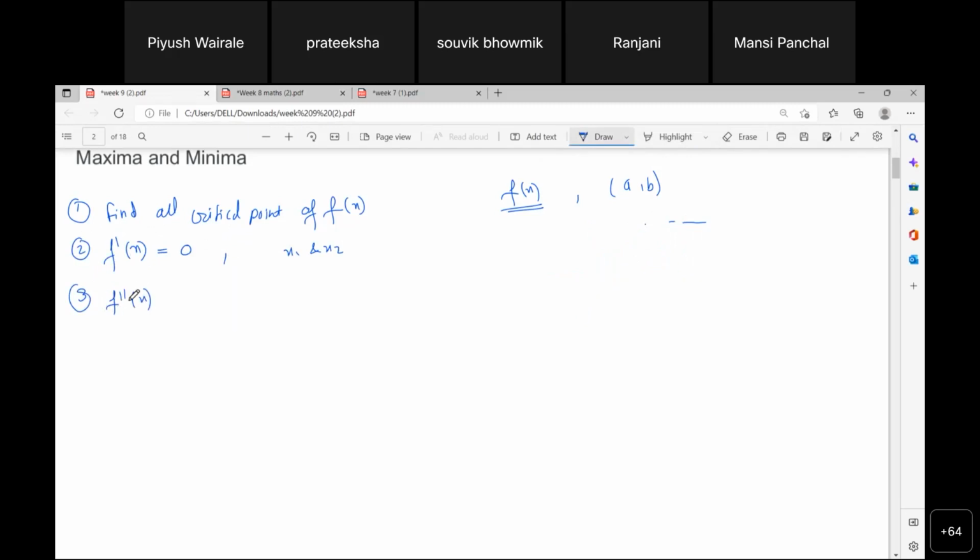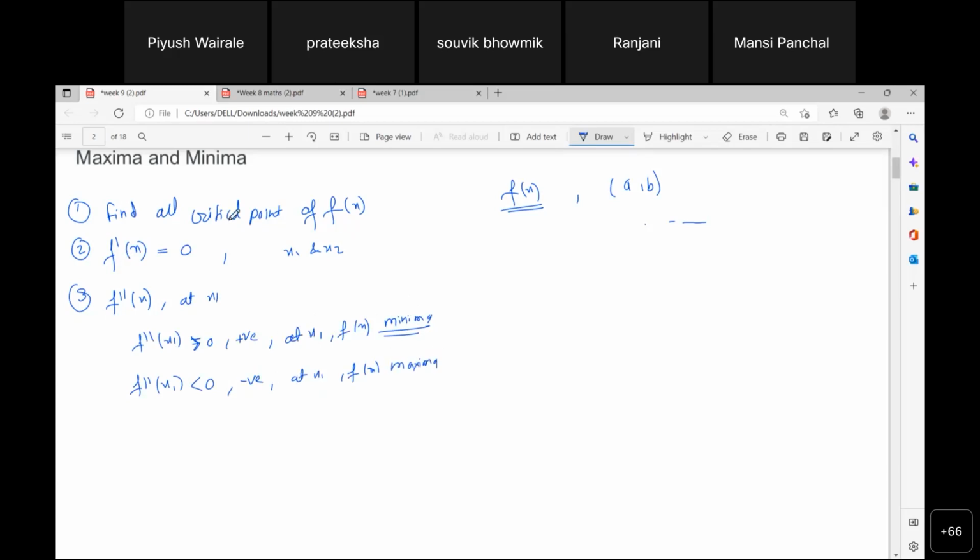If the second derivative at x equals x1, that is f double dash of x1, gives a value greater than 0, a positive value, then I can say at x equals x1, f of x will attain a minimum value. If I get f double dash of x1 less than 0, that is a negative answer, then at x equals x1, f of x will attain a maximum.